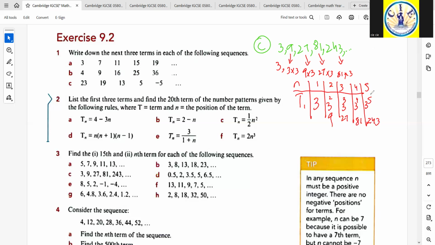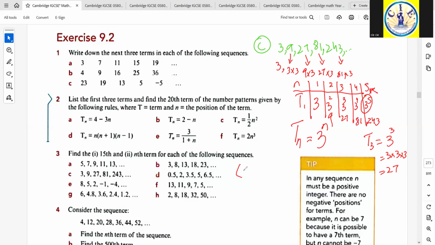That means whatever the number of the term is, its form is going to be 3 raised to the power of the number of the term. So that's why our nth term would be 3 raised to the power n. In the same pattern, for example, the third term will be 3 raised to power 3, that is 3 multiplied with itself thrice, which is 27, and so on.